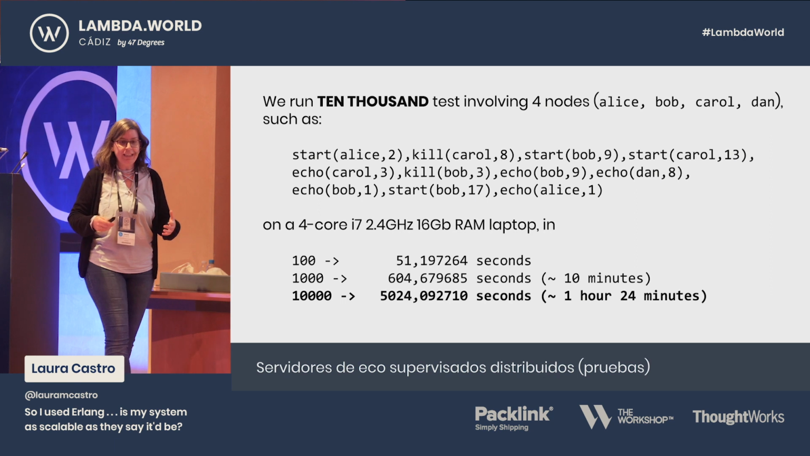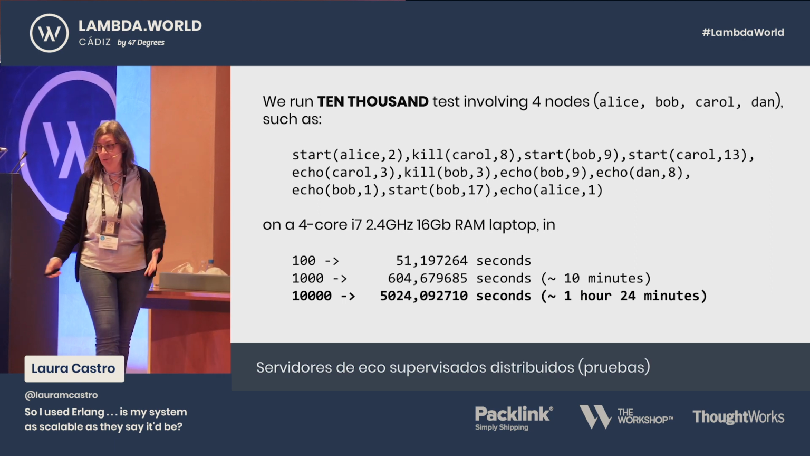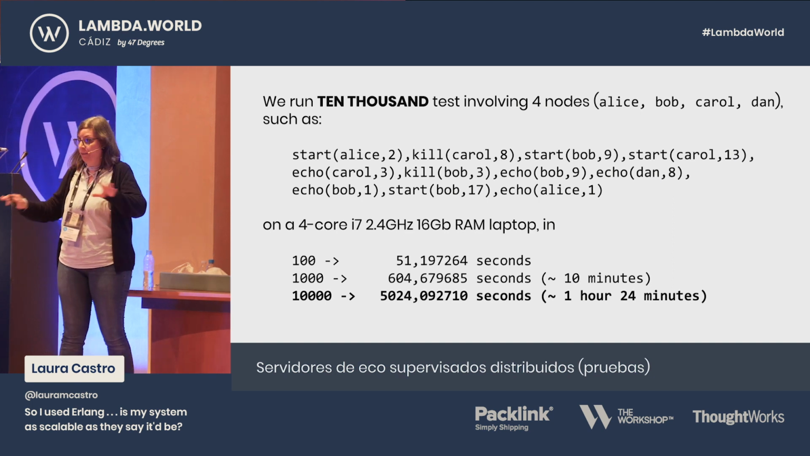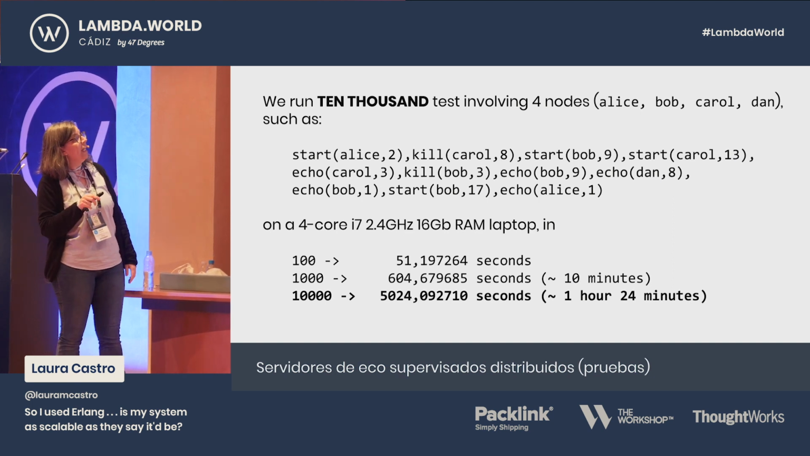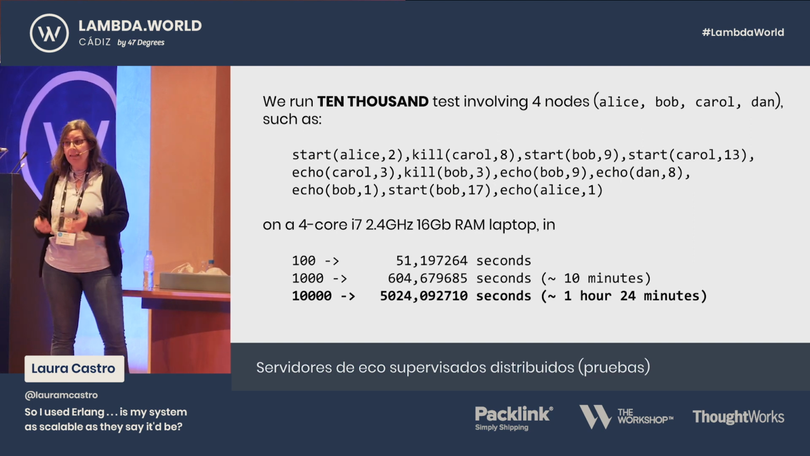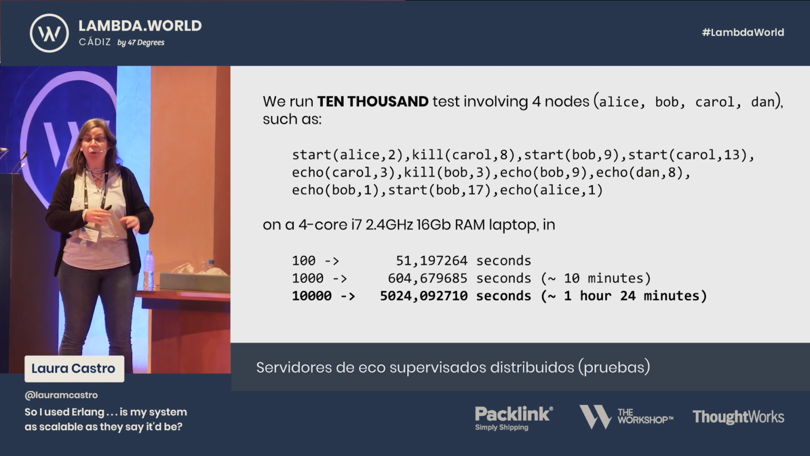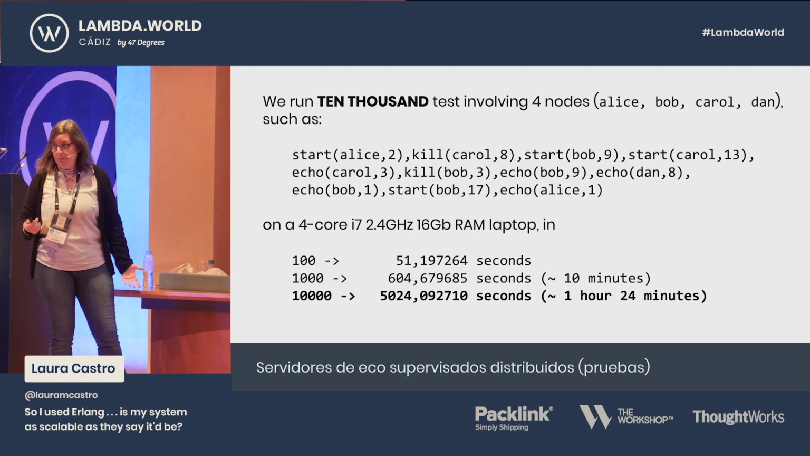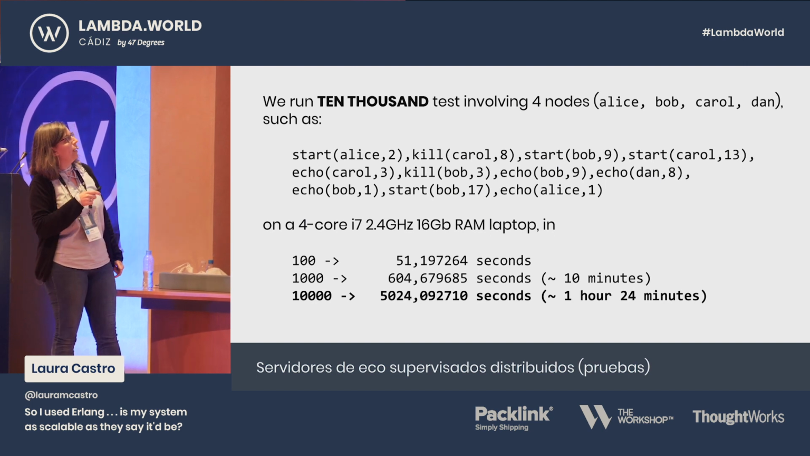Last example, with the nodes. Now, I could have done the example to have an arbitrary number of nodes, but since my laptop is a 4-core, I just fixed it for 4 cores. And so the API again changes a little bit because I want to randomly start supervisors in each node with a different number of children. So an example of the sequence would go like this. We start in node Alice a supervisor with 2 children. Then we kill the child number 8 in Carol.